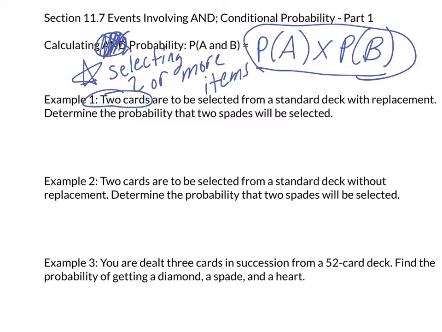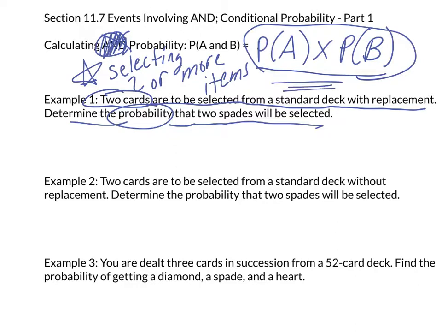2 cards are to be selected from a standard deck with replacement. Determine the probability that 2 spades will be selected. Already I know it's time to use our new formula, the multiplying probability formula. How do I know that? Because how many cards am I selecting? 2. This is the first example of this whole chapter on probability where I'm actually selecting 2 items rather than just 1 card. Because I am drawing 2 cards, I'm going to multiply 2 fractions together.